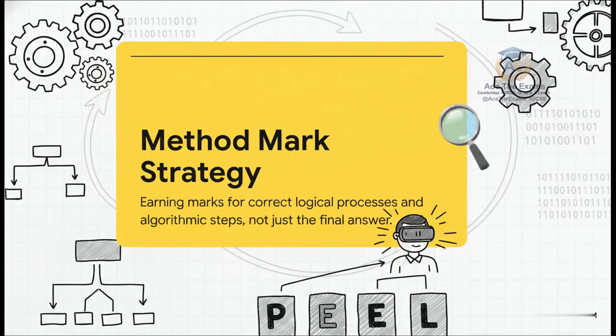And here is where we introduce the ultimate secret weapon, the method mark strategy. In the Cambridge 9618 syllabus, marks are incredibly highly weighted towards your process. You earn your marks by demonstrating correct logical processes and algorithmic steps, not just by magically arriving at or randomly guessing the final answer. The examiner wants to see how your brain works.